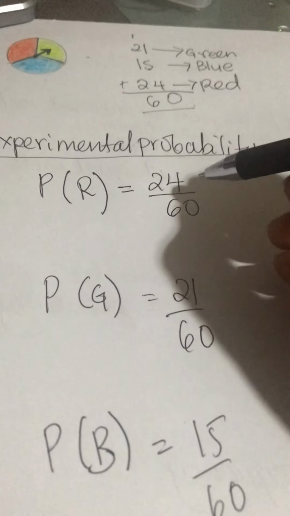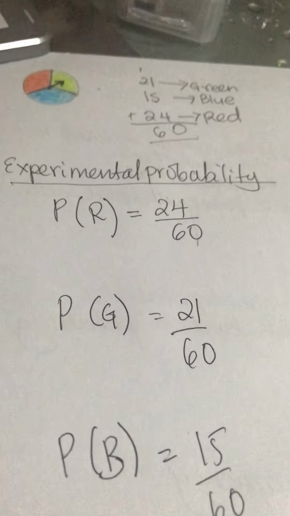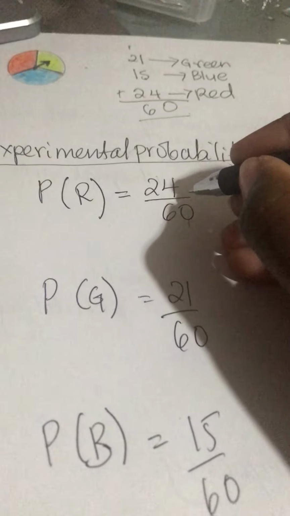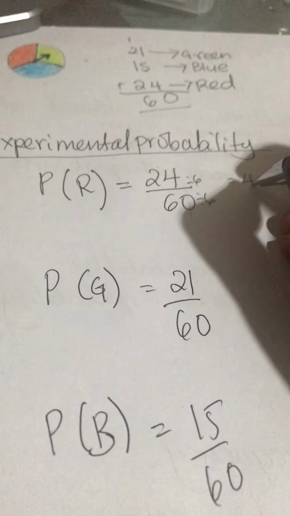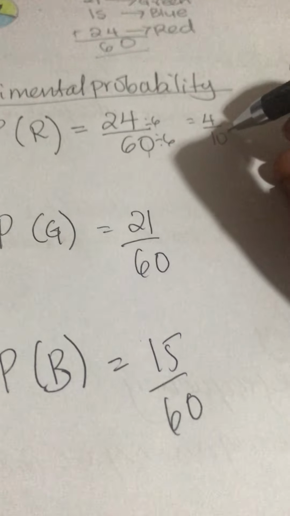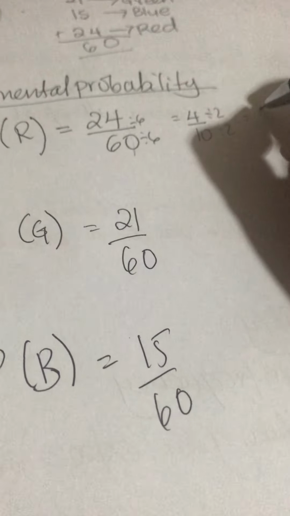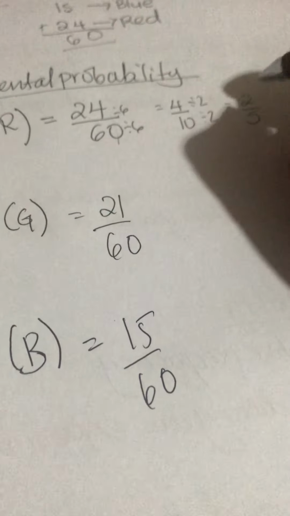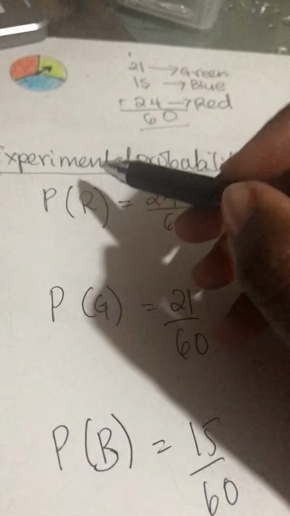Now we simplify. What number goes in 24 and also goes in 60? I think 6. So divide this by 6, divide this by 6. I get 4 out of 10. So I can simplify this again. Divide this by 2, divide this by 2. I get 2 over 5. So this is the experimental probability for red.